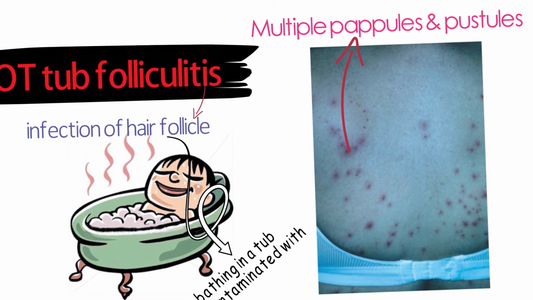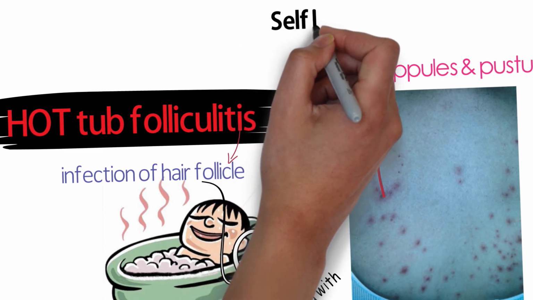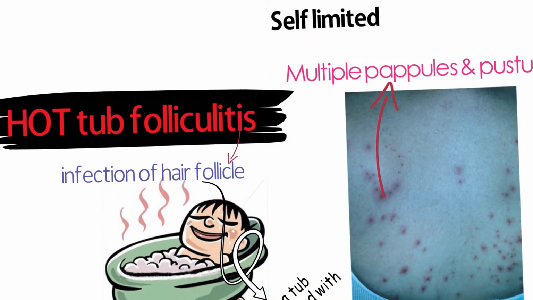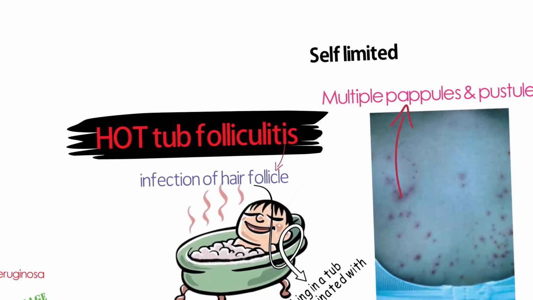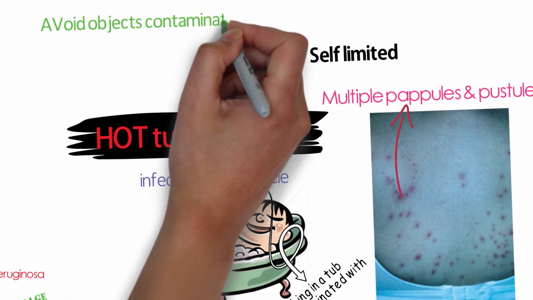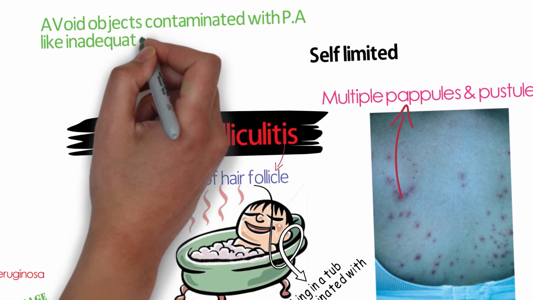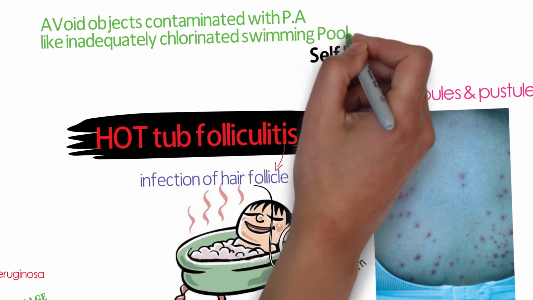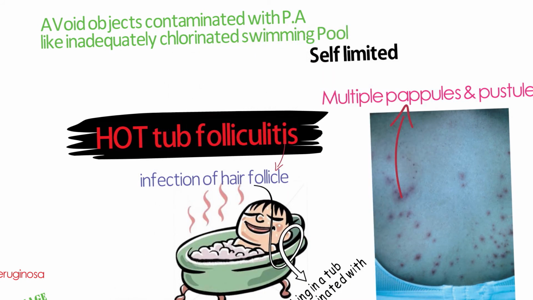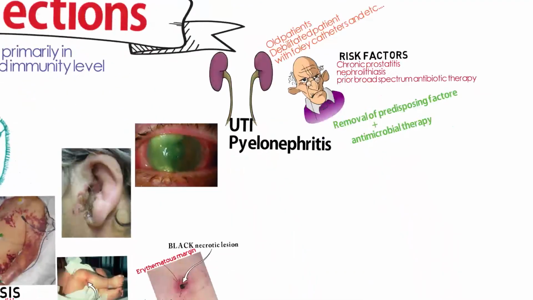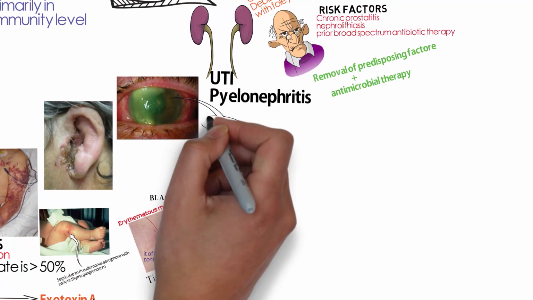Anyway, hot tub folliculitis is a self-limited infection and needs nothing. Only just avoiding the objects contaminated with Pseudomonas aeruginosa, like hot tubs, like swimming pools which are not adequately chlorinated. So avoiding these objects is sufficient to treat hot tub folliculitis.